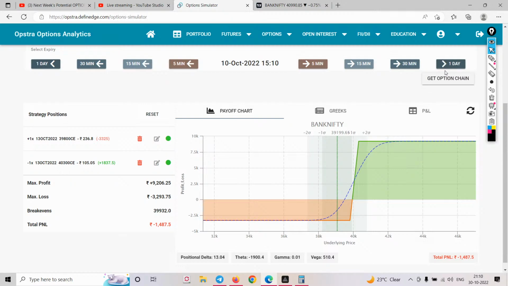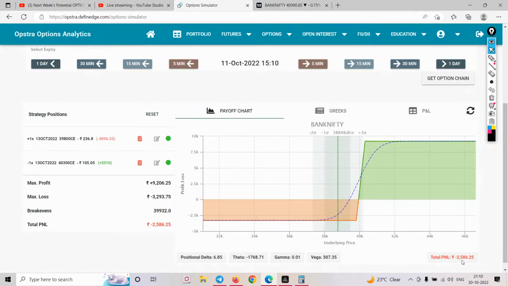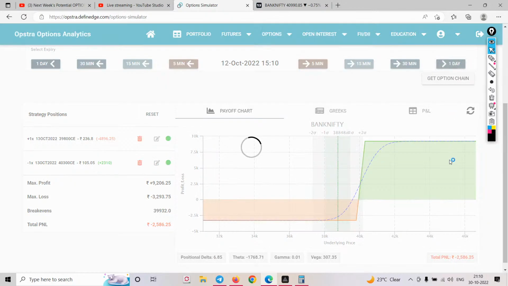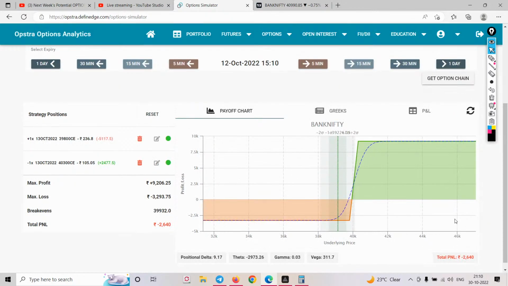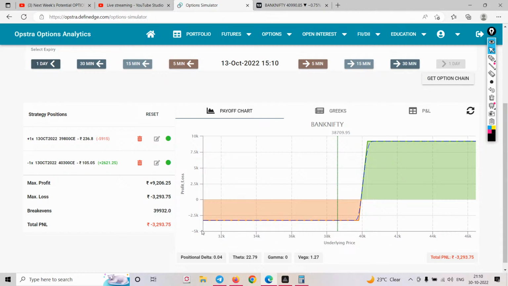Because what does the debit spread require? A debit spread requires momentum. Third day, your loss is 2,586. Fourth day, your loss is 2,640. Final day, expiry day, your loss is almost the maximum. Okay, so can we take this example and see how to mitigate this loss?